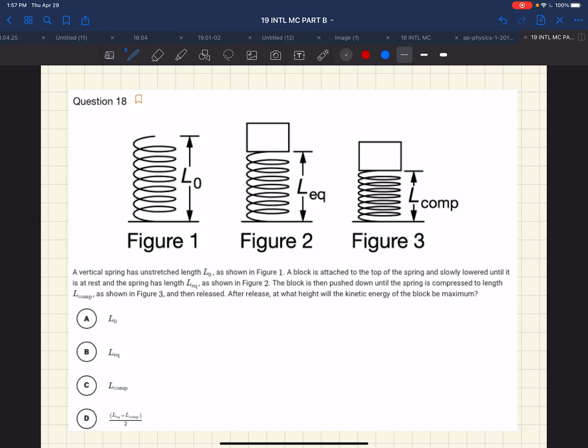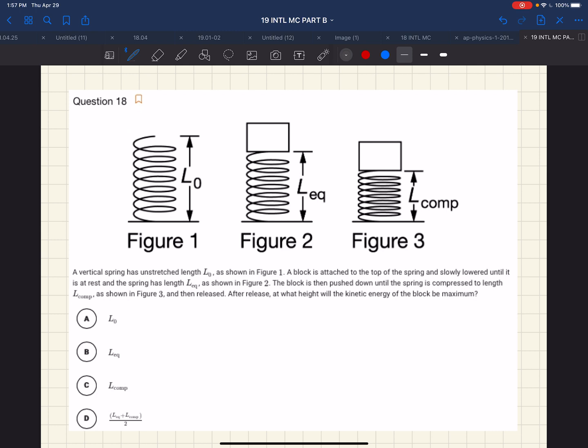So in this question, we can see there is an unstretched spring that is at equilibrium, but then a mass is put on it, and it's slowly lowered until it reaches equilibrium. So this is the equilibrium unloaded, this is the equilibrium loaded. So we get to this new length, LEQ.